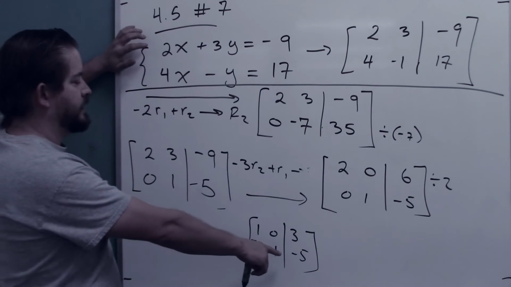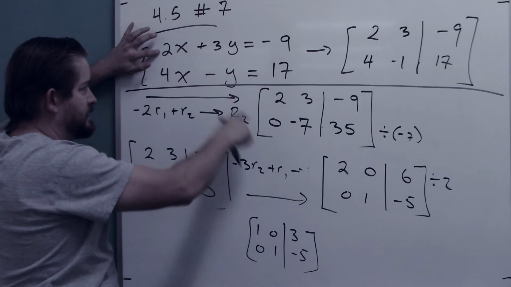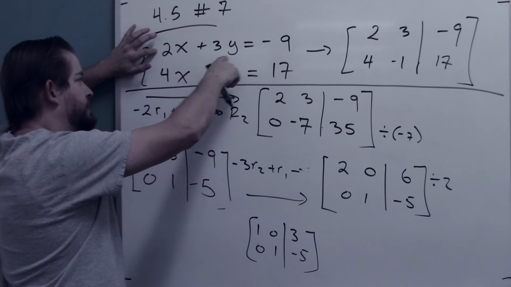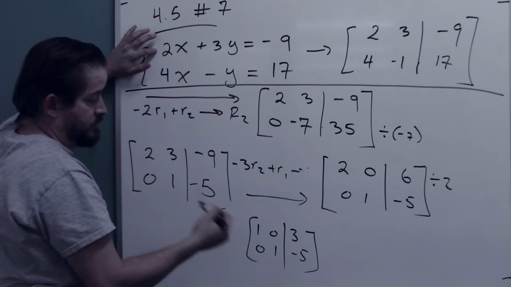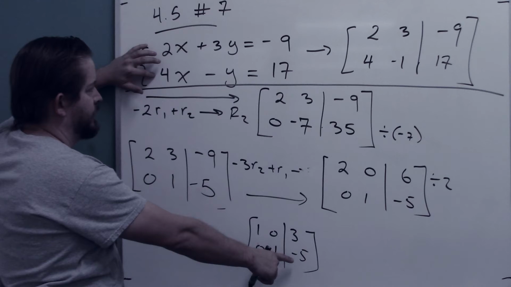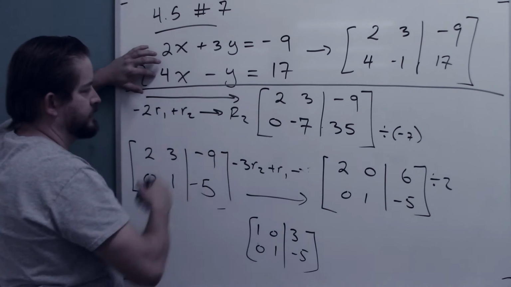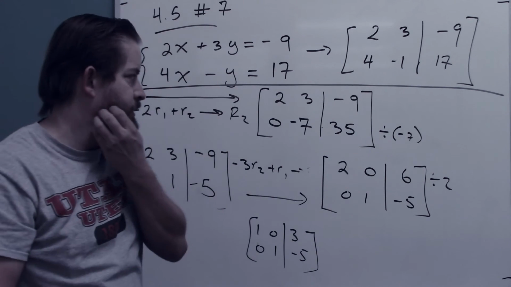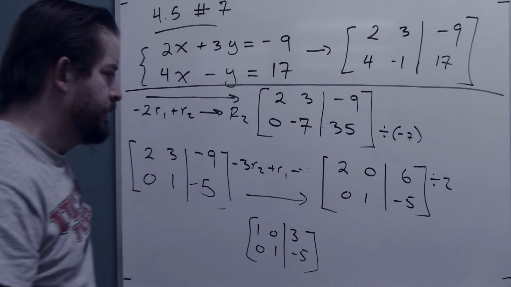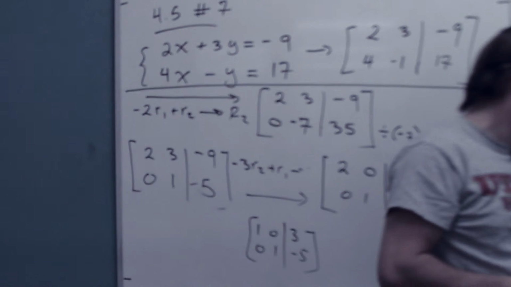X is 3, y is negative 5, so 2 times 3 is 6. 3 times negative 5 is negative 15. 6 plus negative 15 is indeed negative 9, so that checks out. 4 times 3 is 12, minus negative 5 is plus 5, so it's 17. That checks out as well, so I'm good. Good. All right. What else was asked here?